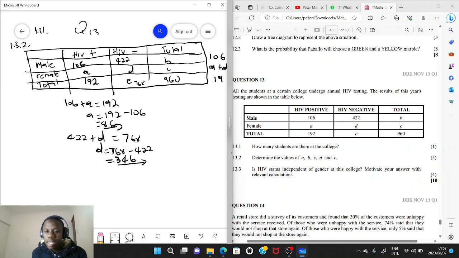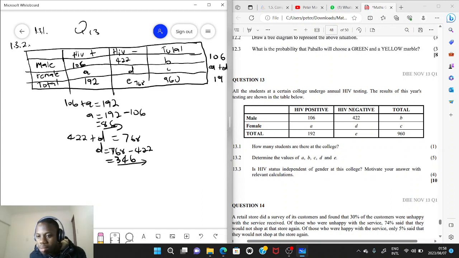How many students are there at the college? The moment you see this, how many students are there at the college, we already know that they're speaking about the sample space, or the sample size. What is our sample size?